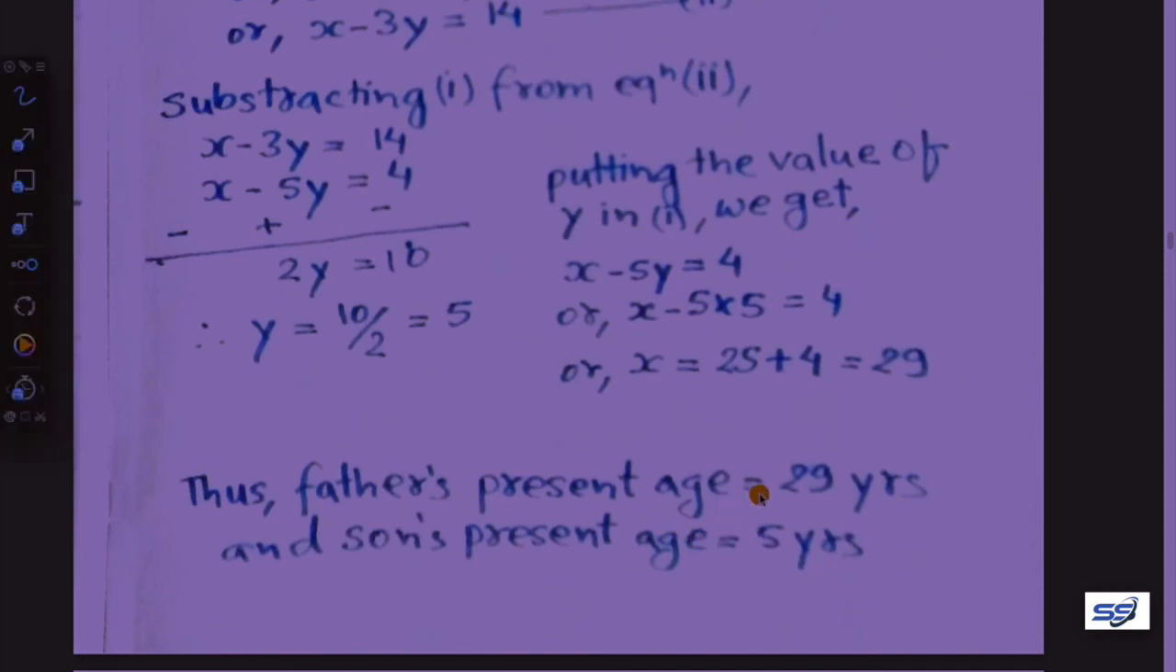Here, the present age of father, which we assumed as x, is 29 years. So the present age of father is 29 years. And the present age of son, which we assumed as y, is 5 years. In this way, we get our required ages.